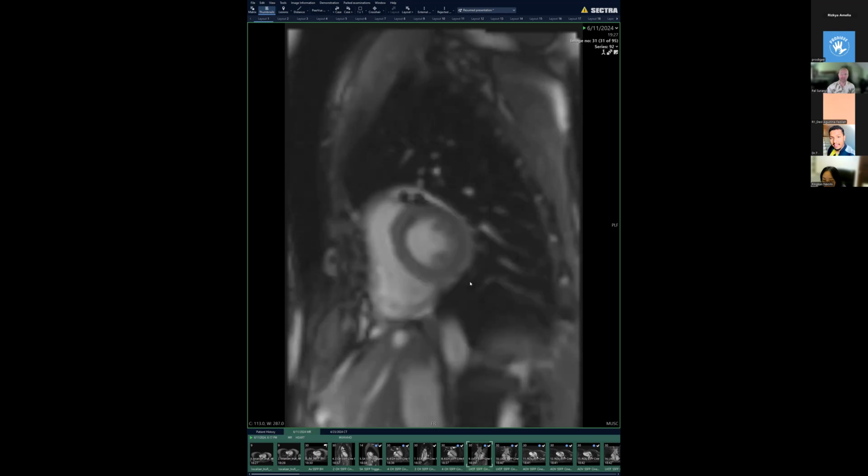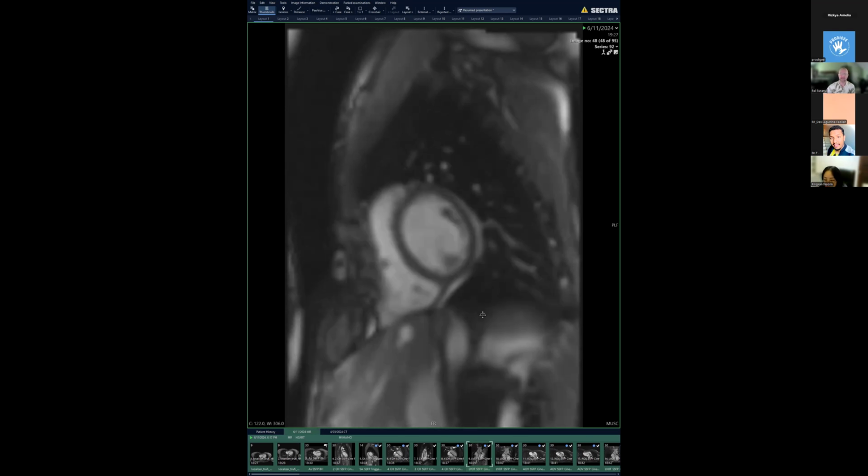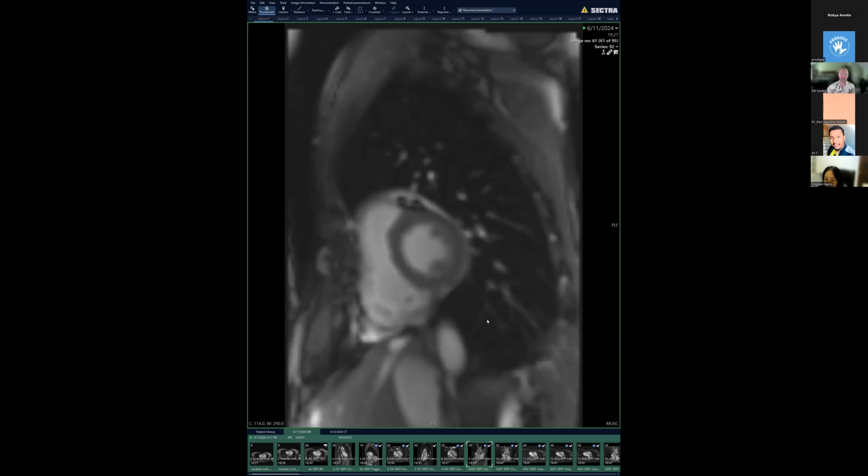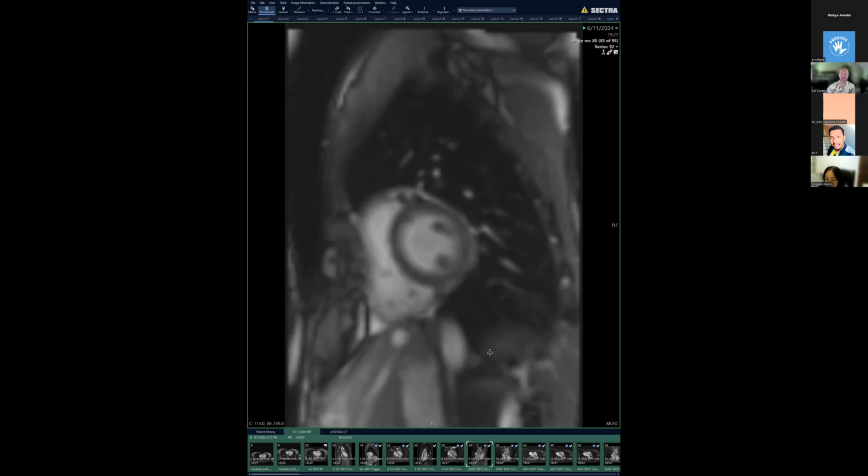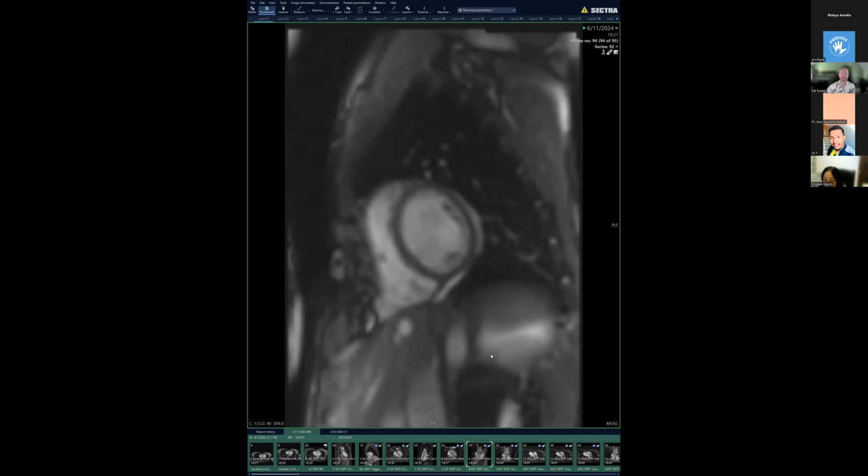And that's probably what the interventional cardiologist saw during their catheterization, that there are physiologic signs that mimic constriction. But obviously the patient's pericardium is completely normal.